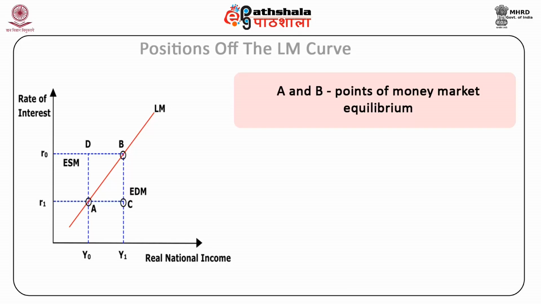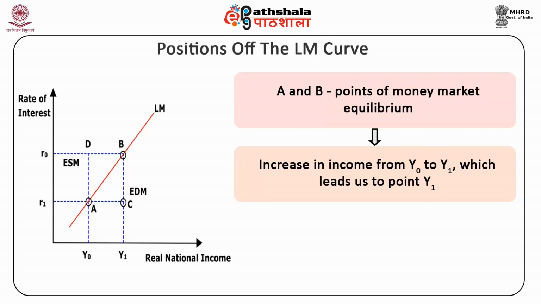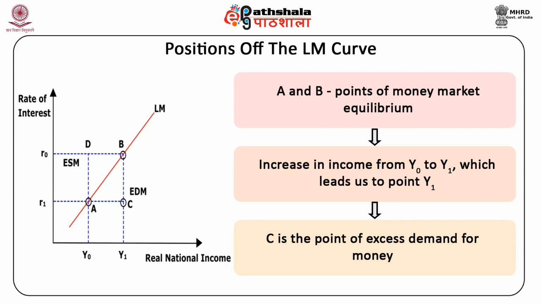In the figure, points A and B on the LM curve are the points of money market equilibrium. Suppose the equilibrium is at point A and there is an increase in income from Y0 to Y1, which leads us to point C. Then at the same rate of interest R1 it generates excess demand for money. Thus, point C is the point of excess demand for money.